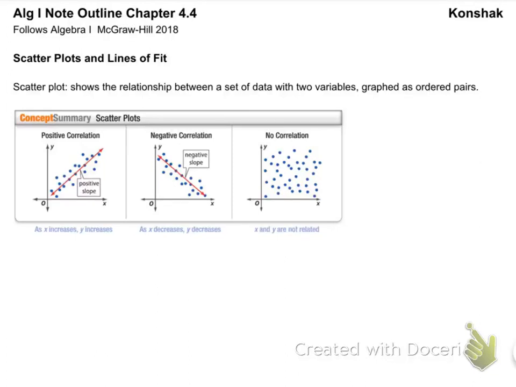Algebra 1, this is 4.4. This one's going to be scatter plots and line of best fit. So what we have here is scatter plots, and we're going to talk about correlation.